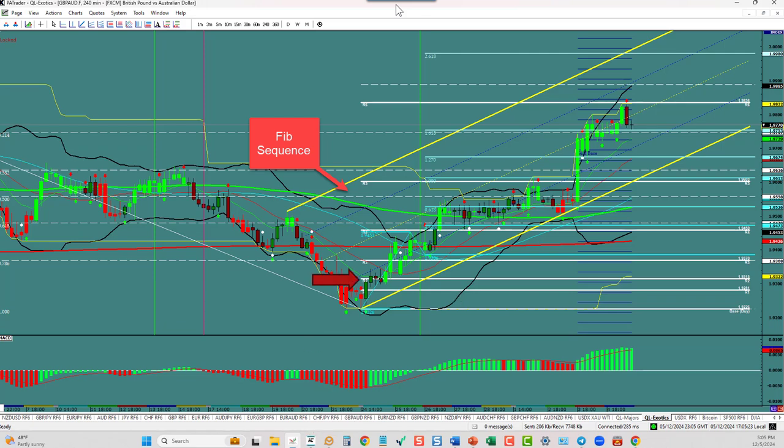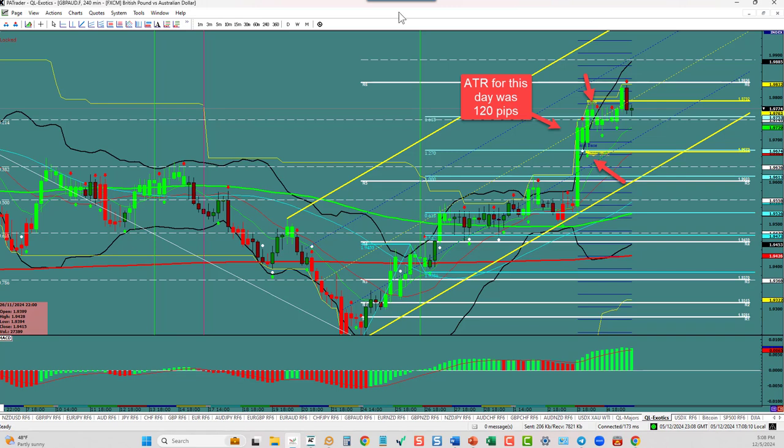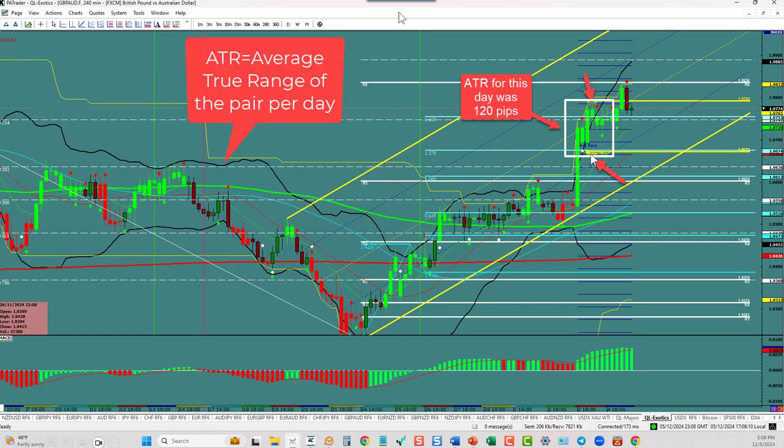So you can see, they know it. They know it. They know it. See? Now, the last thing is the ATR. What I'm showing here is that the ATR for that day was 120 pips. It started down here on the 5 o'clock candle and went right up here.